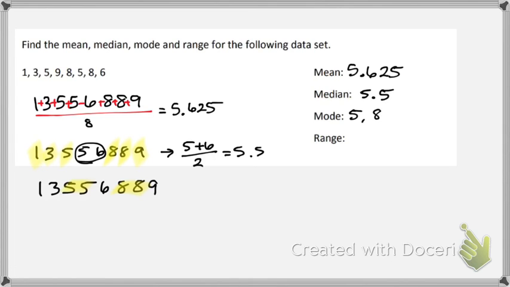And lastly, our range is going to be the highest number, in this case 9, and we're going to subtract the lowest number, which is 1. So 9 minus 1 is going to give us an 8. Here our range is 8.